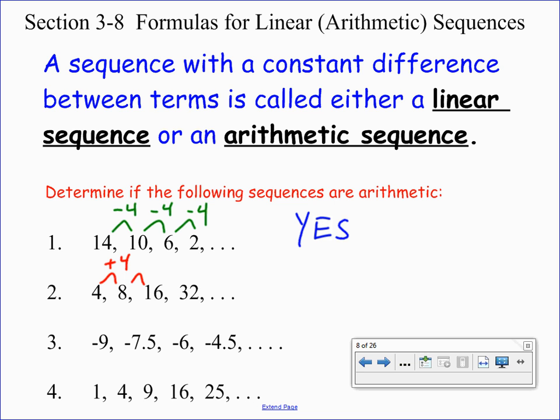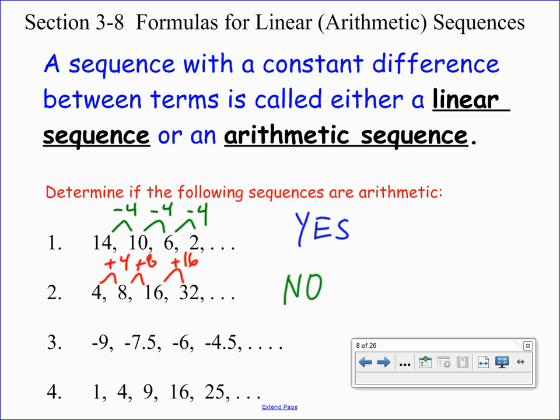From 8 to 16 we went up 8. From 16 to 32 we went up 16. Is there a constant addition or subtraction between successive terms? No. So number 2 is not an arithmetic sequence. It's still a sequence, right? A sequence in math is just a list of numbers, typically that obey some pattern. But that's not an arithmetic sequence because it doesn't obey the pattern of constant addition or subtraction between successive terms.